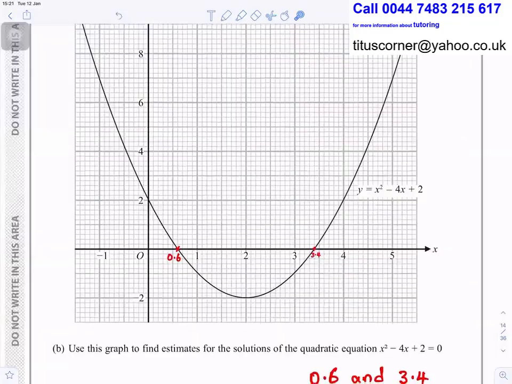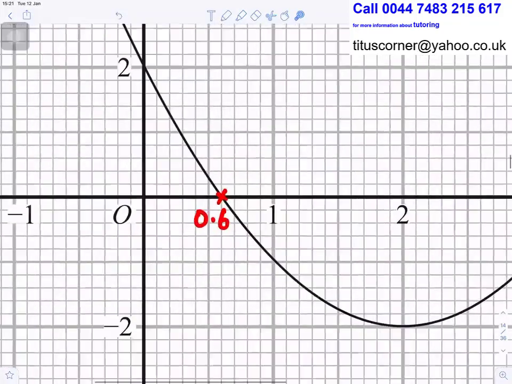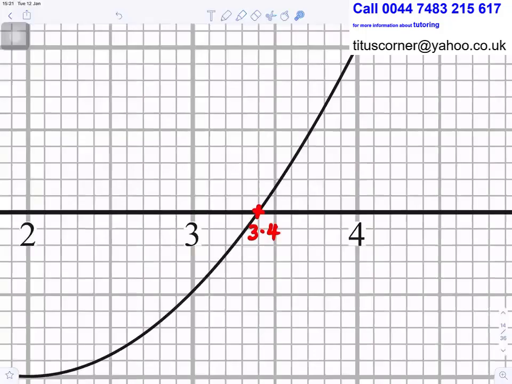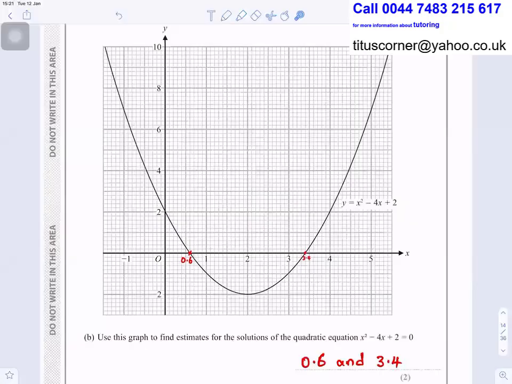So if you zoom in, this point there is 0.1, 0.2, 0.3, 0.4, 0.5, 0.6. So 0.6. And when you zoom into the other side, 3.1, 3.2, 3.3, 3.4, the other point is 3.4. So your two answers are 0.6 and 3.4.